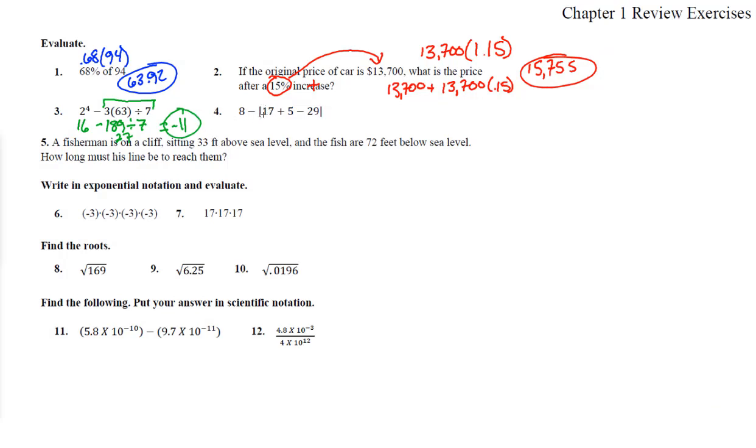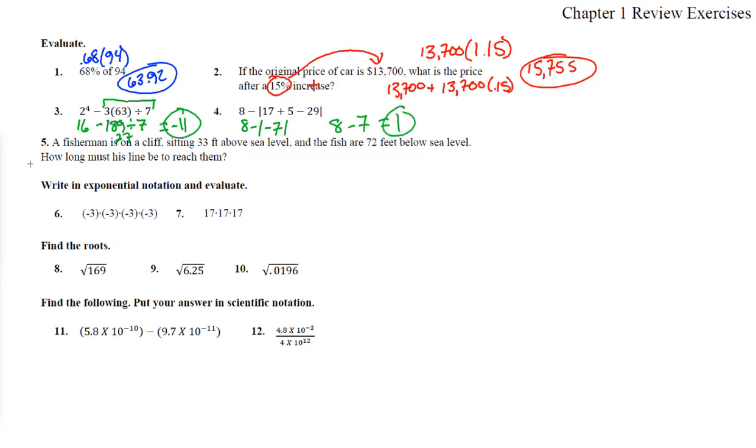8 minus absolute value, 17 plus 5 is 22 minus 29. This is 8 minus the absolute value of negative 7. That means 8 minus absolute value of negative 7 is just 7. Notice those two negatives do not combine and make a positive because the absolute value already takes away that negative. So this is 8 minus 7 equals 1.